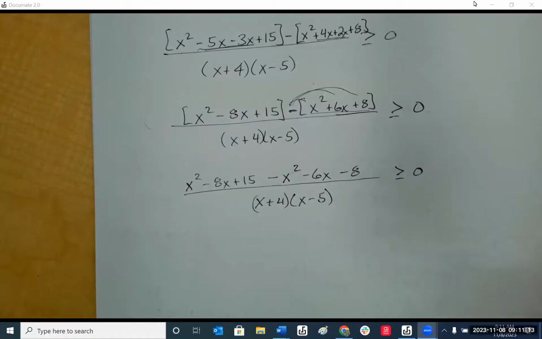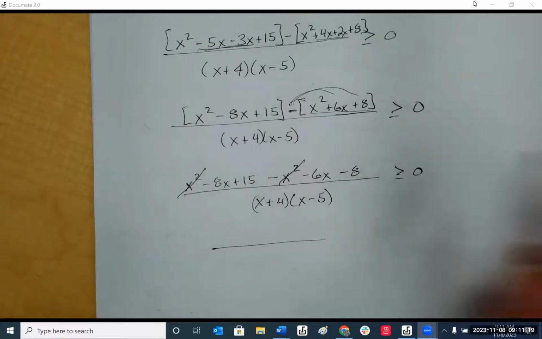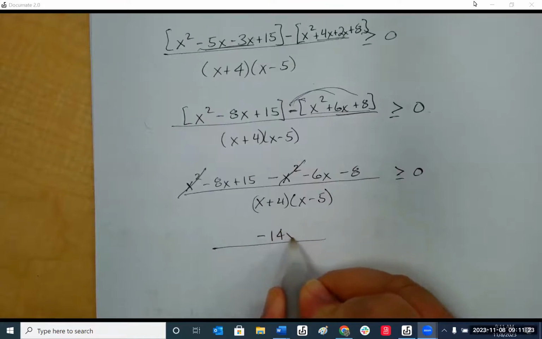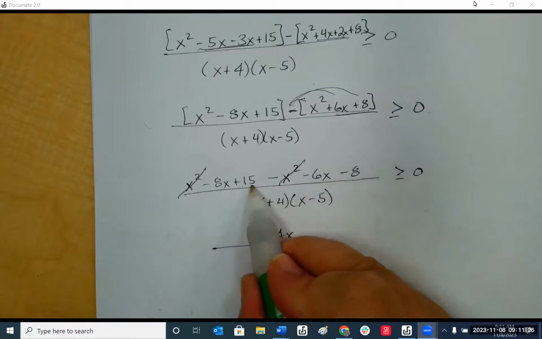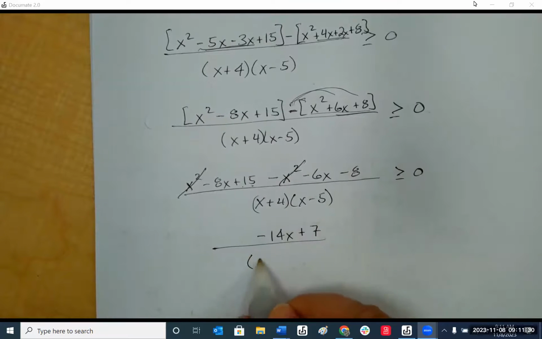Combine like terms. The x squares cancel. Negative 8x, negative 6x is negative 14x. 15 minus 8 is a positive 7.